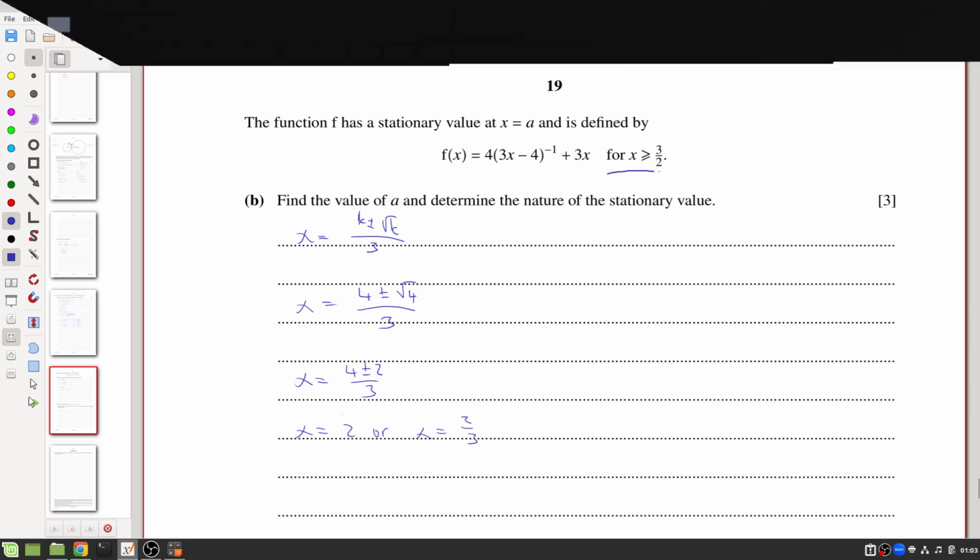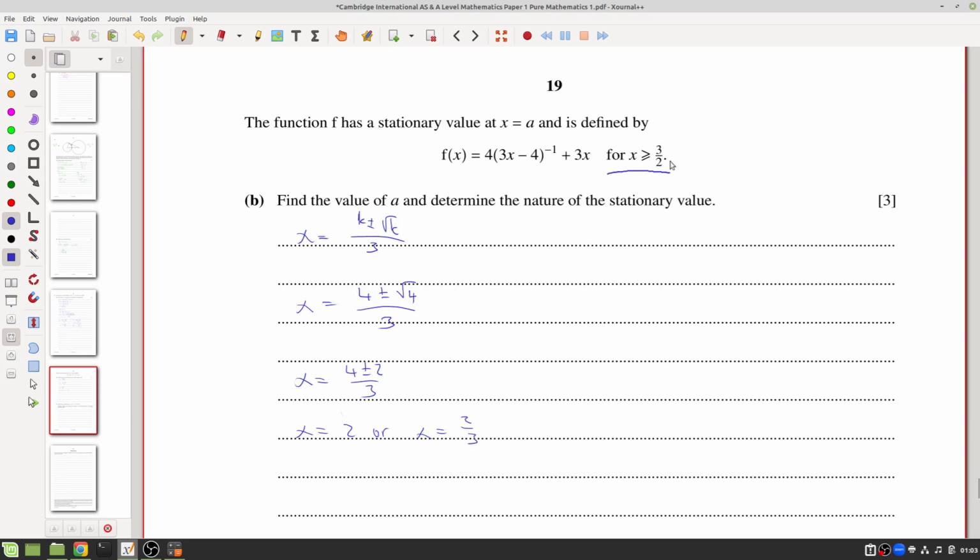But like we said, this function is only defined for x bigger or equal to 1.5, so that's bigger than this. So that one doesn't count, and this is then our answer. This is the value of a. Okay, so we actually just want to say that a equals 2. All right? And determine the nature of the stationary point. Okay, so we know there's a stationary point at x equals 2, but is it a maximum or a minimum? So for instance, a graph could look like this, right?